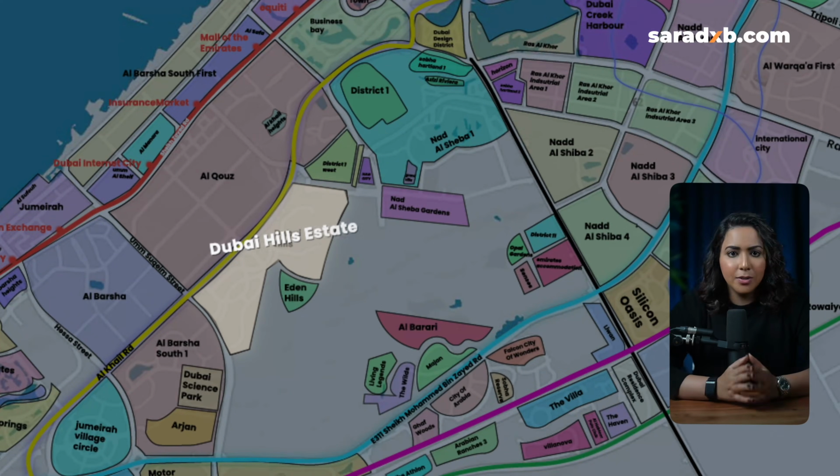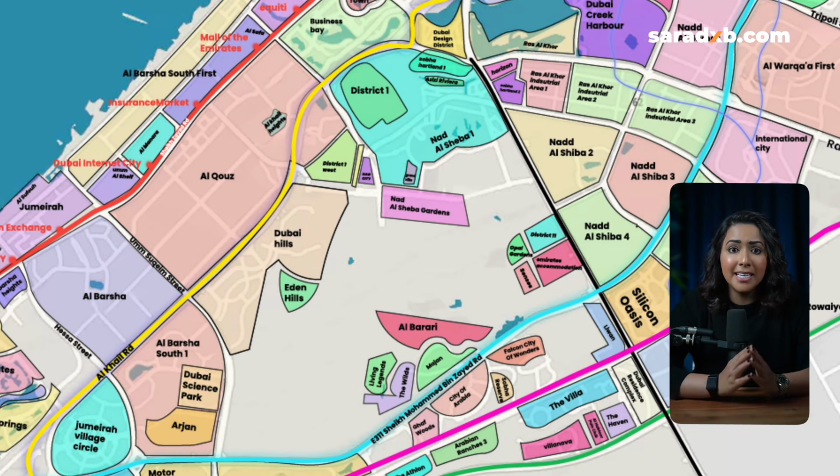Then we have Dubai Hills Estate, widely considered the masterpiece of Al Khail Belt, developed by Emaar. This is one of the most successful master-planned communities in the world. It is a massive city within the city. It has literally everything: premium villas, townhouses, luxury apartments, its own mega mall, a world-class business park, and top-tier schools and hospitals. It's no longer just a project, it's an established brand.